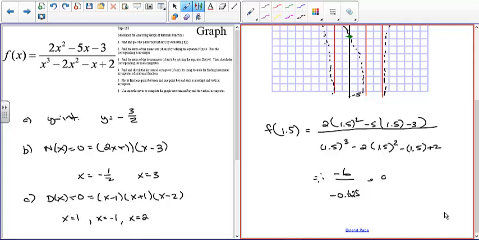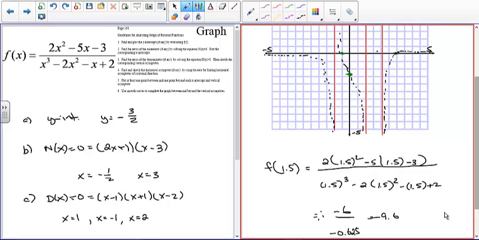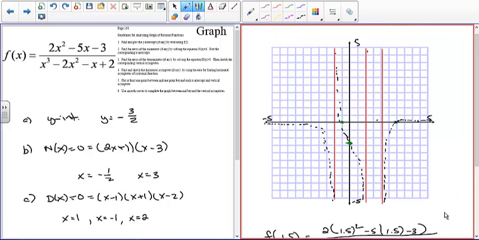So one little problem is that the scale that I used in this direction makes it so that you don't actually see this thing come down like that. So I probably would change the scale a little bit.